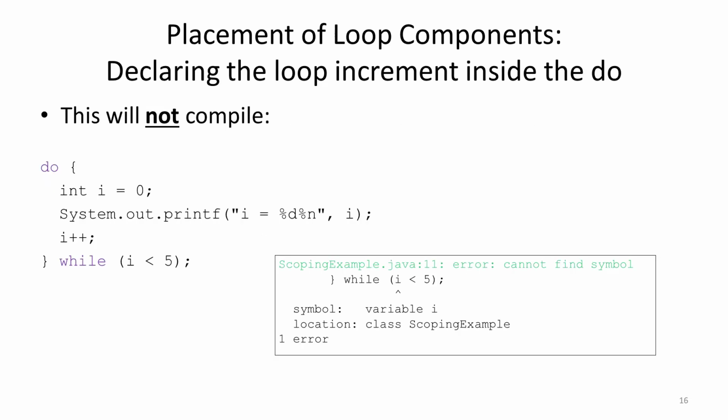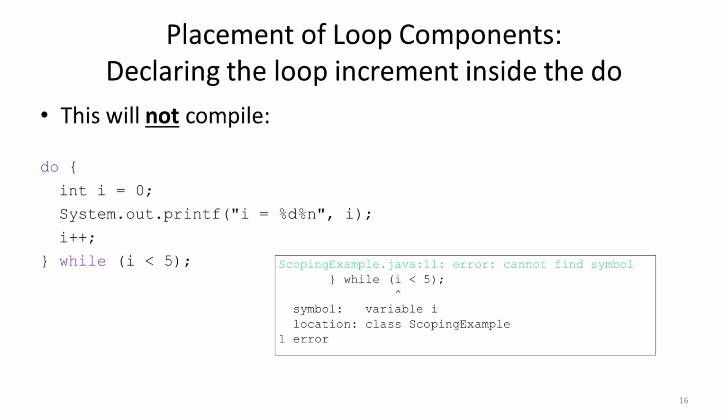As an example, let's say you want to print the numbers 0 to 4 and show i is changing at each iteration of the loop. So i equals 0, i equals 1, i equals 2, etc. The loop on this slide will not pass the compiler.